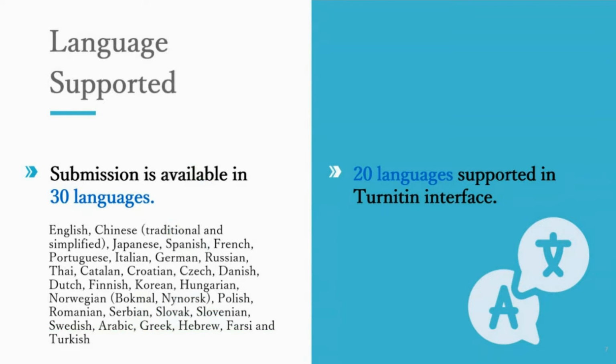And here is about the languages that Turnitin supports. Submission is available in 13 languages, not only English. Text in Chinese or 28 other languages can be checked. And there are 20 languages supported in the interface. You can switch to the language you're familiar with.